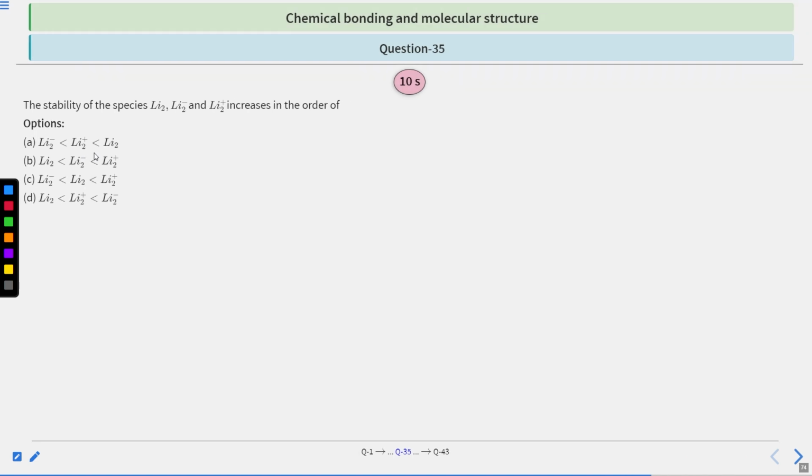Moving on to question number 35. The stability of the species Li2, Li2 negative and Li2 positive increases in the order of. Options are the most in Li2, then Li2 positive, then Li2 negative. Most in the Li2 positive, then Li2 negative, then Li2. Most in the Li2 positive, then Li2, then Li2 negative. Most in the Li2 negative, then Li2 positive, and then Li2. You have 10 seconds to solve this question. After that, we will see the answer.